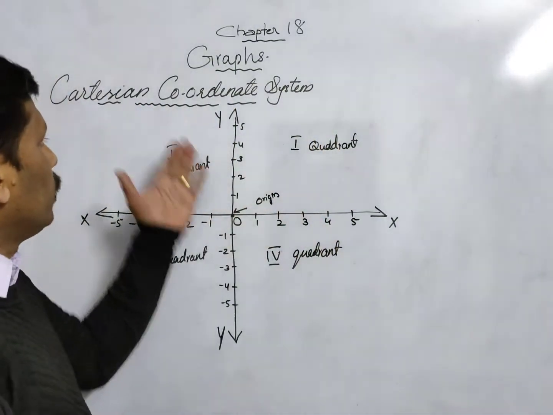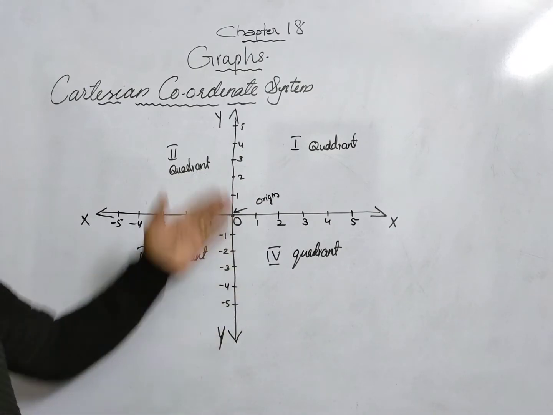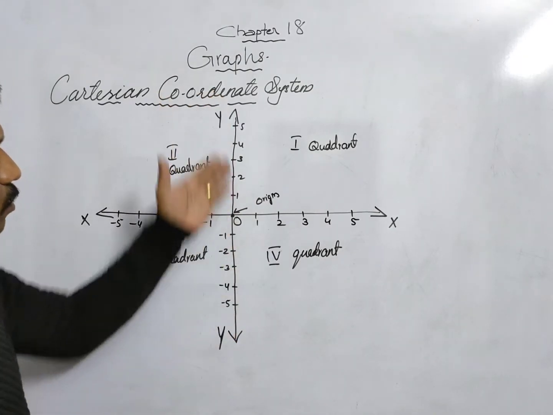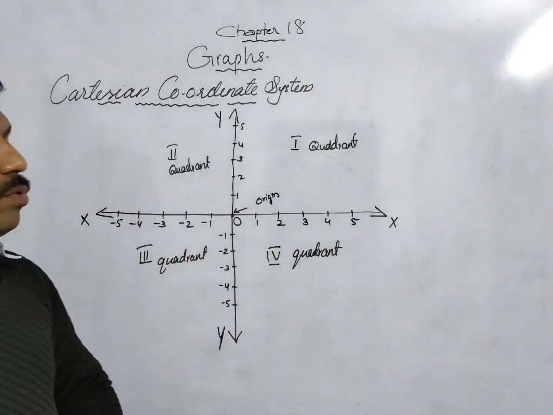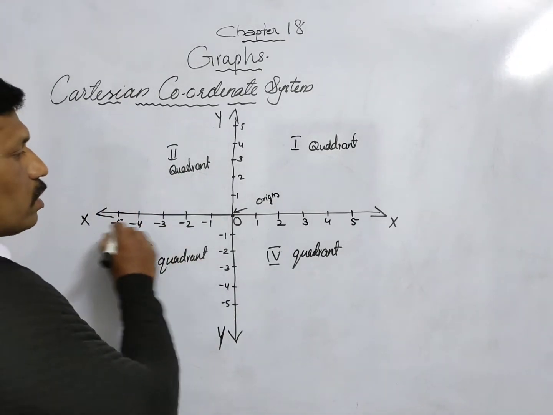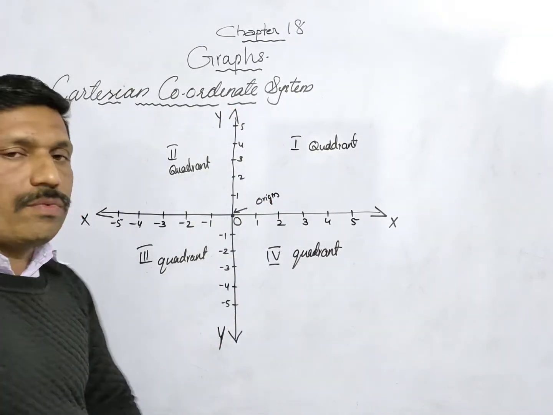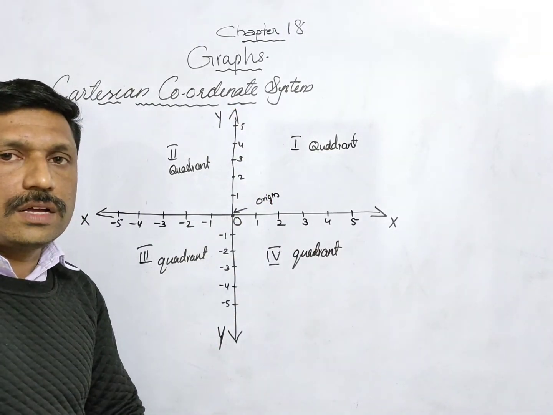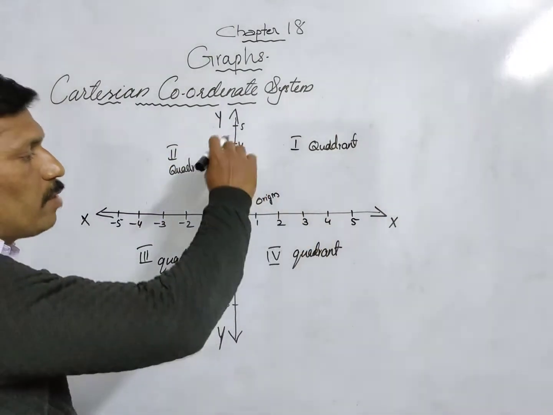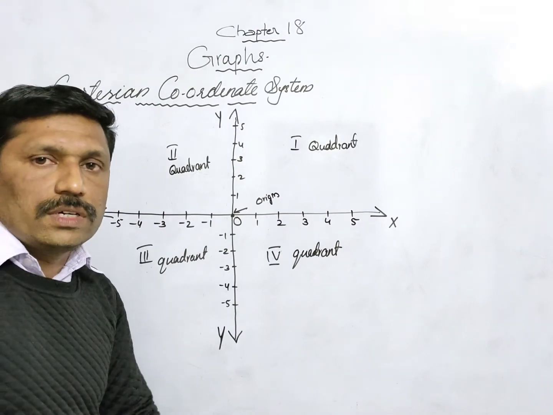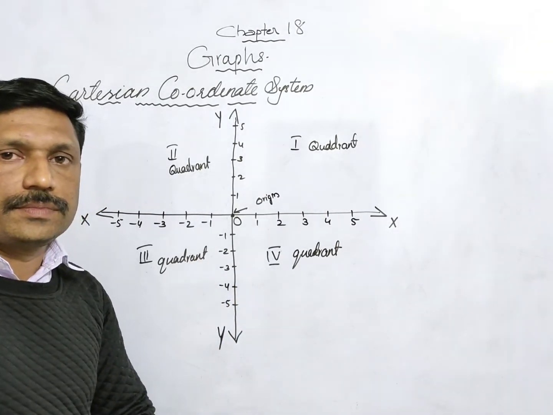As it is shown in the figure here, in the Cartesian coordinate system, we have a combination of vertical and horizontal line. This horizontal line is called the x-axis, and this vertical line is called the y-axis. And when x-axis and y-axis are both drawn perpendicular to each other, then it is called a coordinate axis.